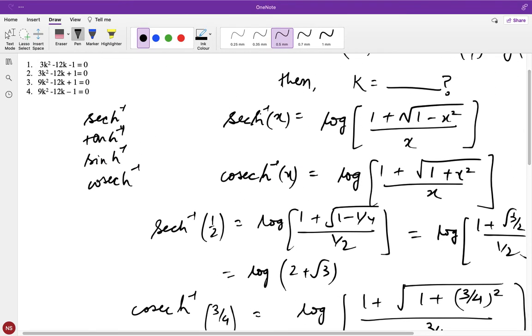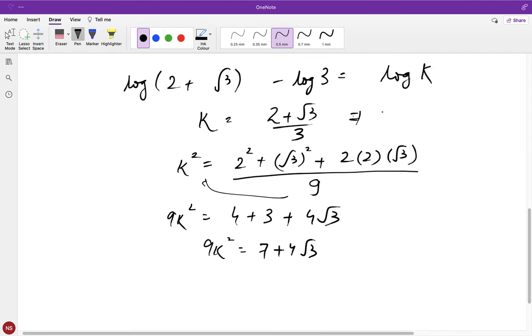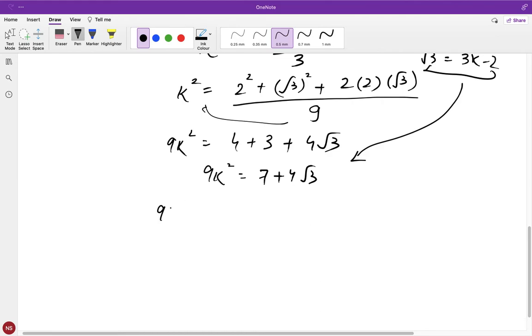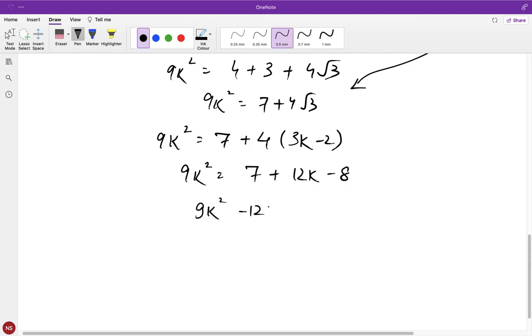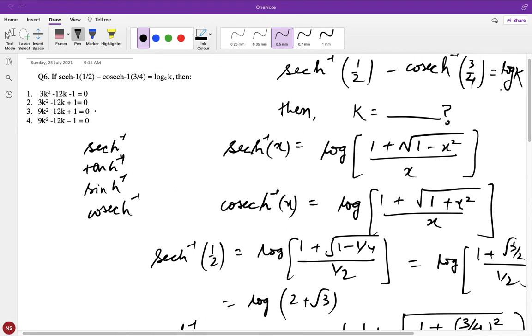Again, in the options, there is no root 3. I have to get rid of this root 3. Root 3 was what? 2 plus root 3 is equals to 3k. Take 3 here. So root 3 is 3k minus 2. I'll put this value over here, and I get rid of the irrational number, which is square root of 3. 7 plus 4 into 3k minus 2. 9k square is 7 plus 12k minus 8, or 9k square minus 12k plus 1 equals to 0. Nine k square minus, okay, this one.